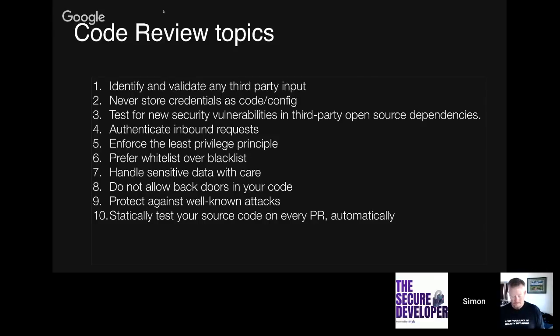Think about an attacker doing something, passing you information that you don't expect. What's your code going to do? This is really, really important, making sure that we understand what is third-party data, what is third-party input, and also then making sure we validate correctly. We've talked about not storing credentials as code config, but this is a good one to review in code review as well. We've talked about number 3 as well, making sure we don't introduce new vulnerabilities.